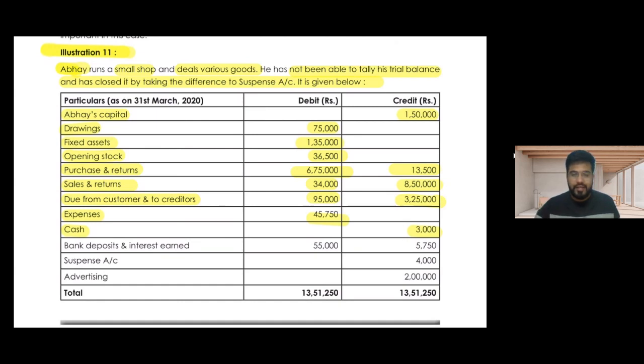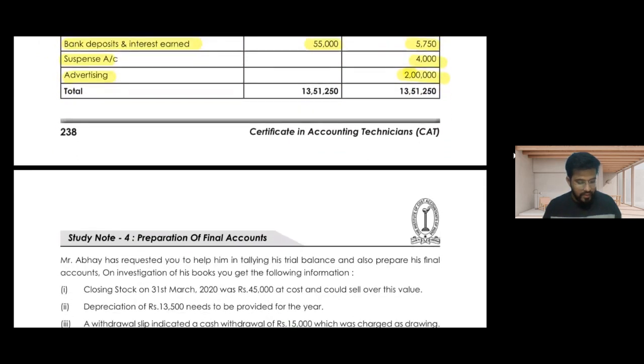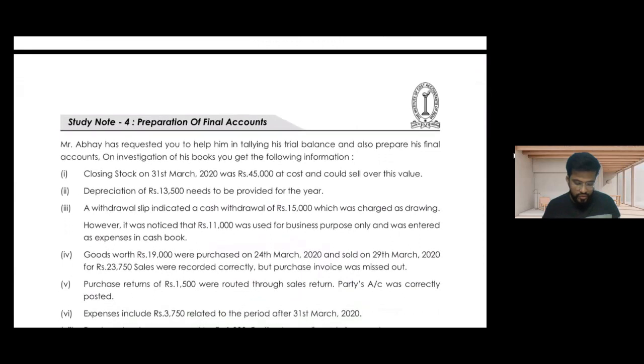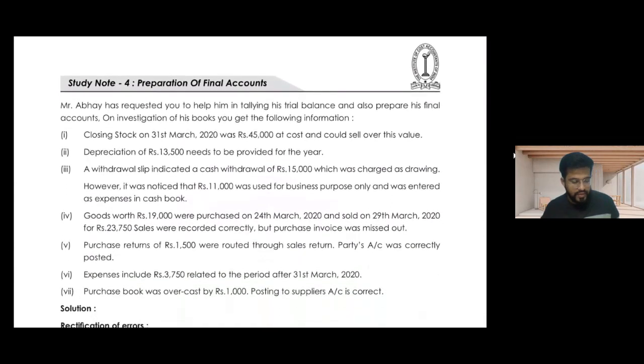How can we have a negative cash? Then we have bank deposits and interest earned. So bank deposit is 55,000 and interest earned is 5,750. Suspense account he has mentioned of 4,000, and lastly advertising of 2 lakh credit balance. Okay, that is the trial balance they have given. Now, Mr. Abhay is requesting our help in tallying his trial balance or also prepare his final accounts.